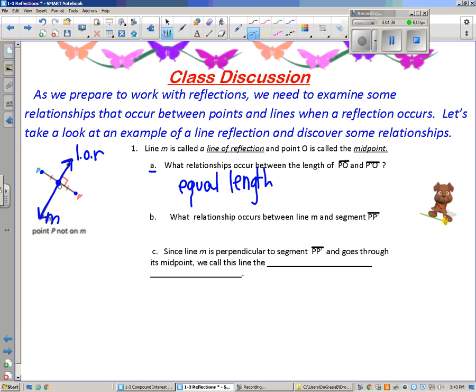I don't know if you guys noticed this when looking at the diagram, but you see these two markings here between PO and P prime O. That means whenever you see those markings, those segments that have the same little tick mark on them are the same length.